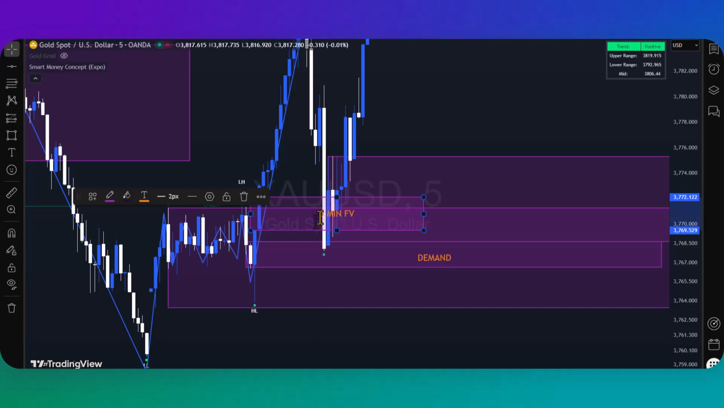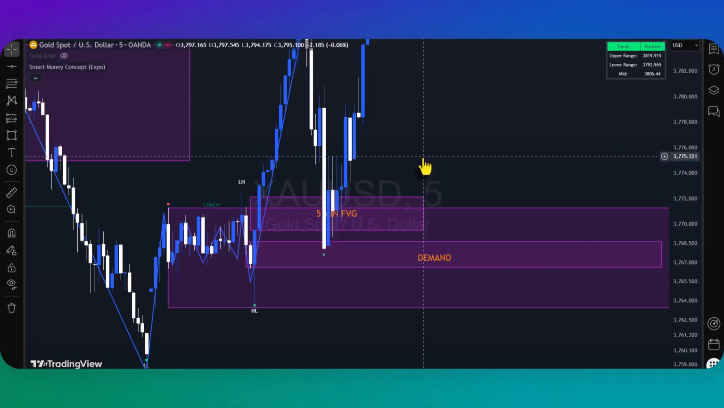5 minute fair value gap. I'm still going to be talking about fair value gap in more detail, but just for you to understand this.